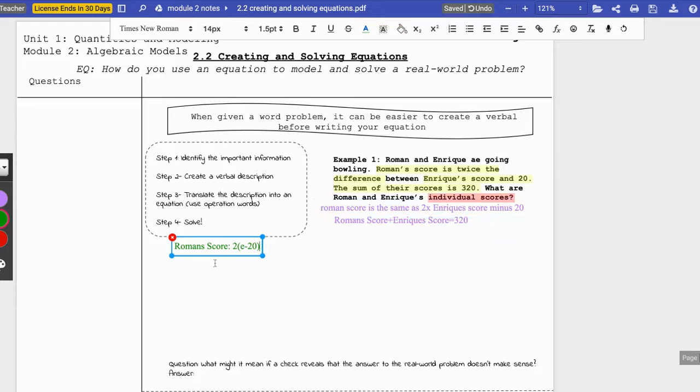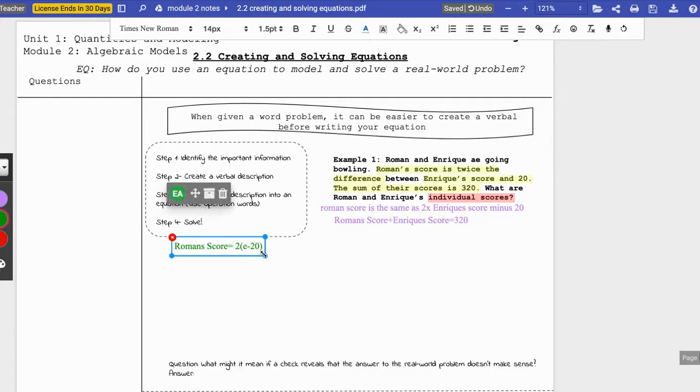Roman's score is the same, so we can even put an equal sign: equals 2(E minus 20). So 2 times Enrique's score minus 20. And the reason why the E minus 20 is in parentheses is because that is going to give me a number. If I did just 2E without the parentheses, then it'd be 2 times Enrique's score minus 20. But this is Enrique's score minus 20, times 2. So that's why we're doing it this way.